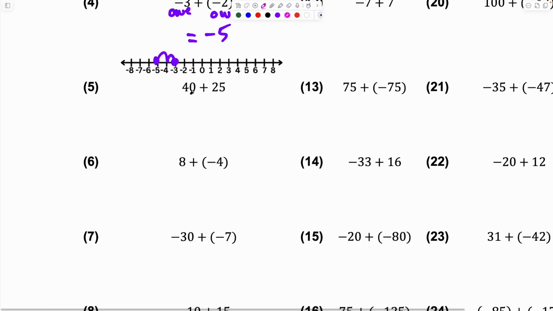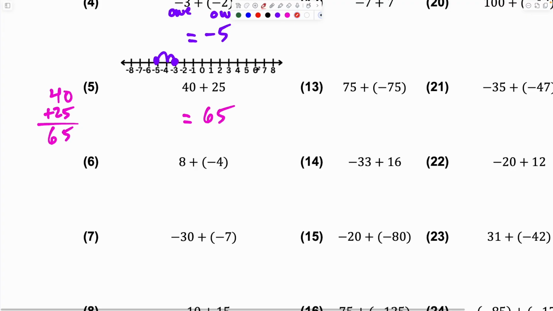So now we'll just go through the others without the number line. So we have 40 plus 25. This is basic addition. We could write off to the side, we could do 40 plus 25 if we don't want to do that math in our heads. And we say 0 plus 5 is 5, 4 plus 2 is 6. So this works out to 65.